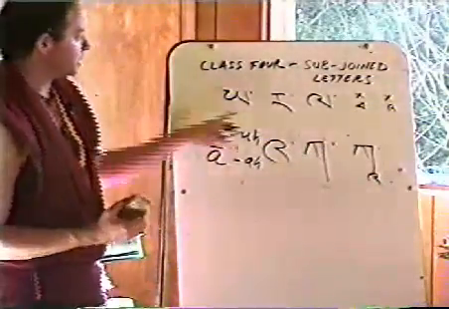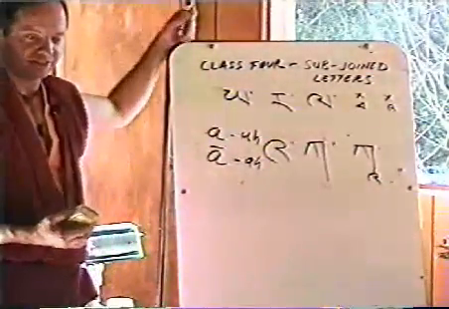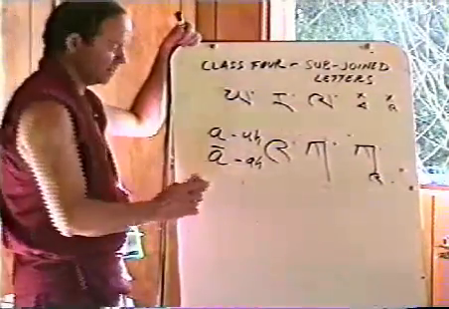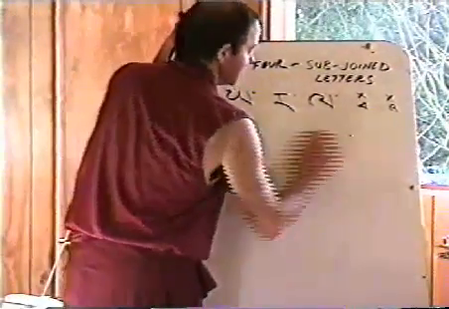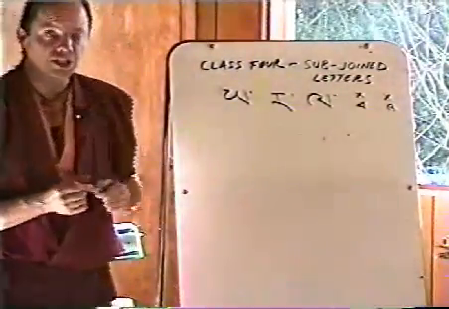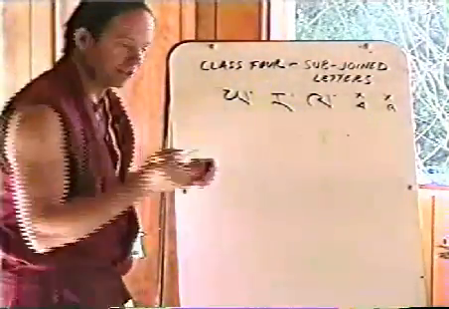That's all the subjoined letters except for Ra, which is a nasty one. But let's do that, and then we'll take a larger break. Okay. When you do this, draw your students a chart. Here's the chart.